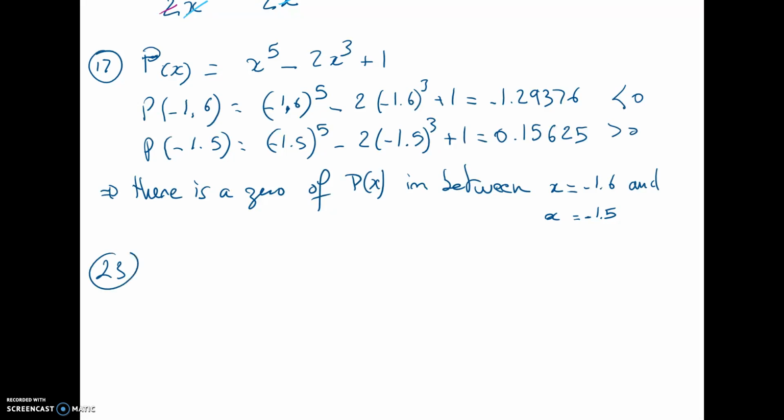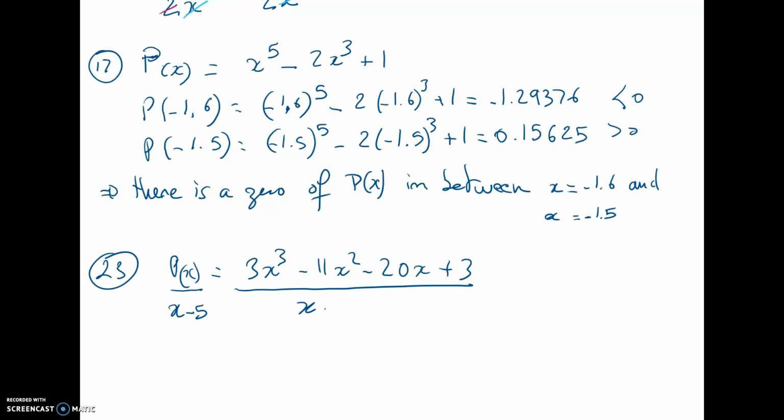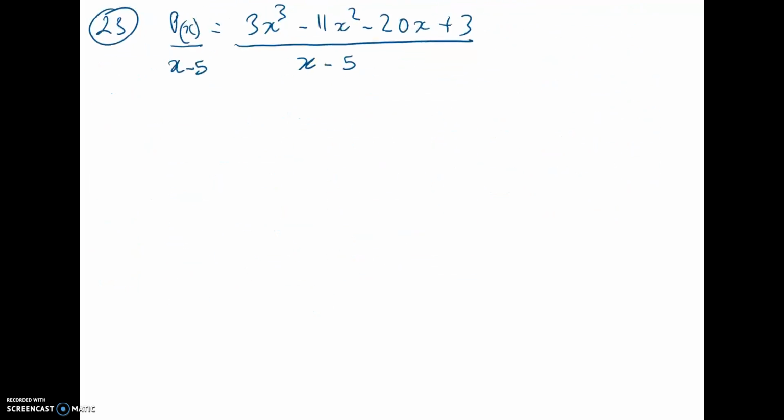All right, now let's try to do problem number 23. On problem number 23, we are going to do the division of the polynomial p of x equals 3x cubed minus 11x squared minus 20x plus 3. And we're trying to determine the division of this polynomial by x minus 5. So what is the answer when I divide this polynomial by x minus 5? So let me do first of all the long division.